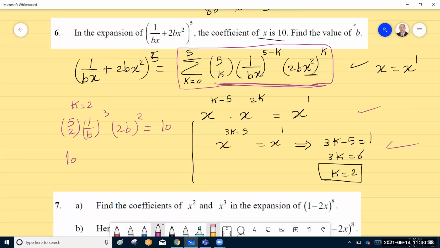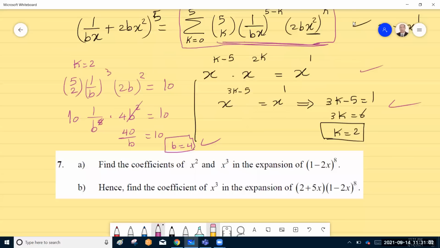You can solve it in as many ways, like this: 1 over b cubed times 4b squared is equal to 10. You can cancel b squared with one of these two b's. So 4 times 10 is 40 over b is equal to 10. So b simply is 4. Yes, 40 divided by 4 is 10.